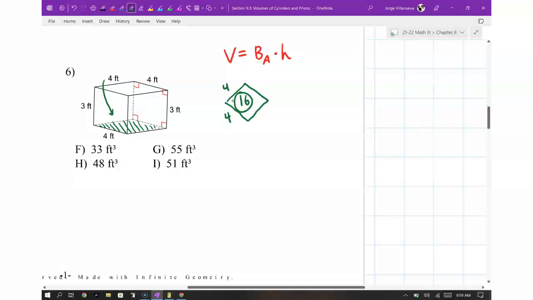So there you go. That's my base area. So volume is equal to 16 times, and then what's the height of this thing? That's my 3, right? That's my height right here. So I'm just going to multiply 16 times 3. That's 48 cubic feet, which would be H.